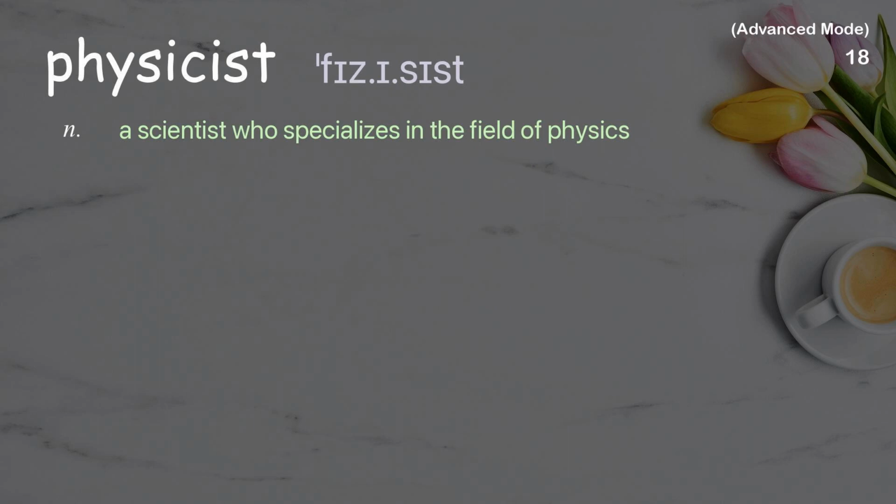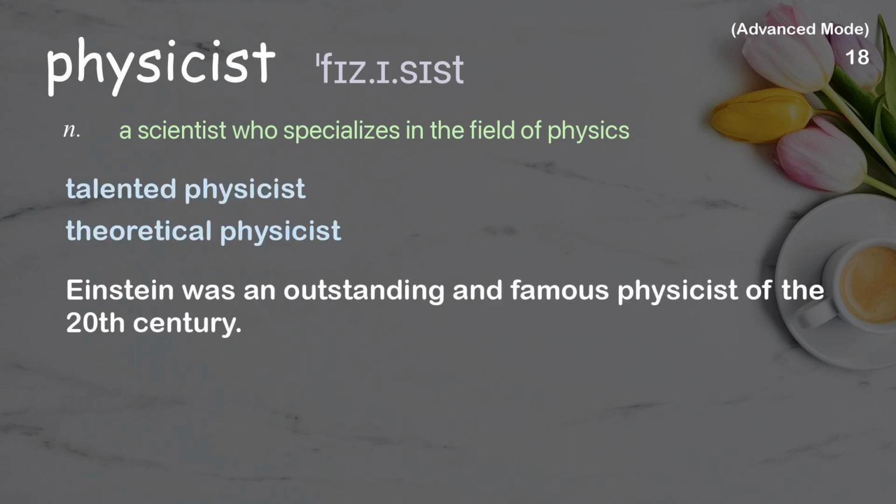Physicist. A scientist who specializes in the field of physics. Examples: talented physicist, theoretical physicist. Einstein was an outstanding and famous physicist of the 20th century.